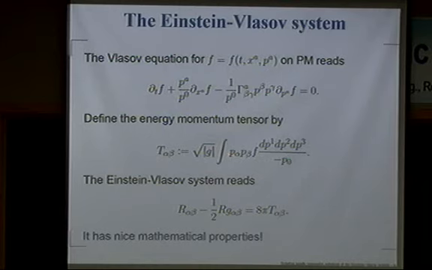So you have a coupled system consisting of those three equations. And this is the Einstein-Vlasov system. And I should say that in principle it has very nice mathematical properties. The last two decades, several global results have been proven for this system.